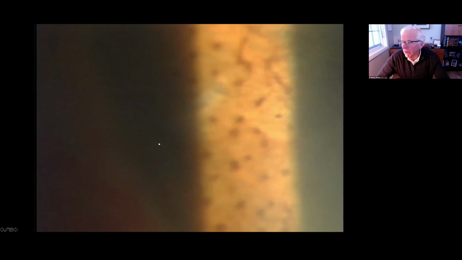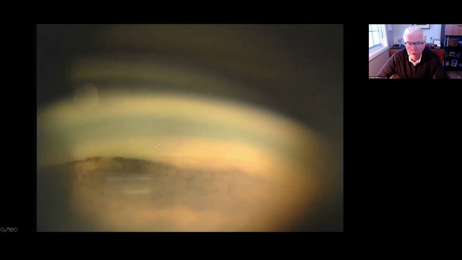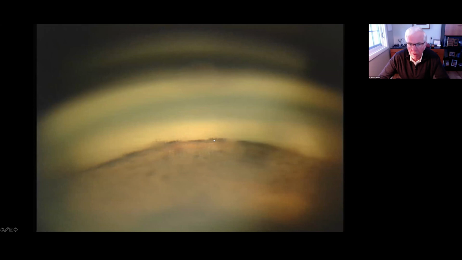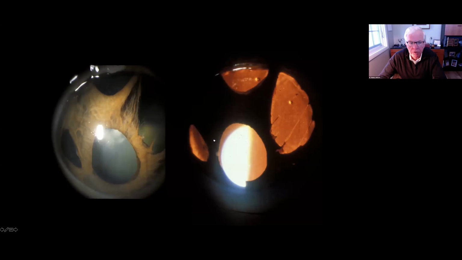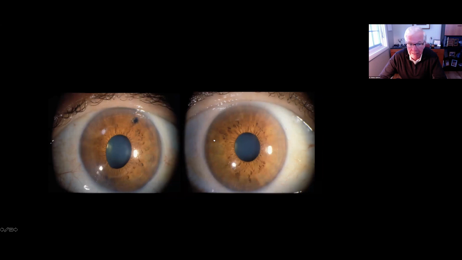This is somebody with Cogan-Reese syndrome. So you see, people with ICE syndrome have these really tall peripheral anterior synechiae that come up onto the cornea. This is Cogan and Reese's original drawing. If you have ICE syndrome like this, it's pretty easy to make the diagnosis. But if you have ICE syndrome like this, it's much harder.